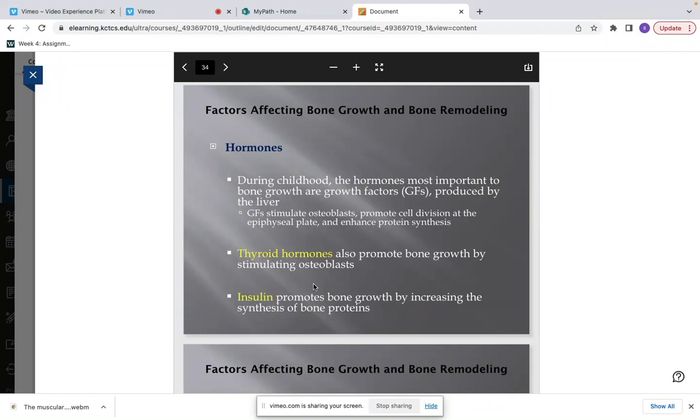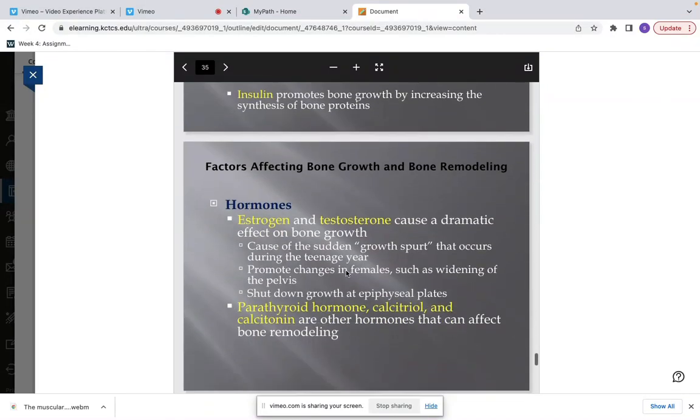Insulin is also needed. Insulin promotes bone growth by increasing the synthesis of bone proteins. Growth factors, if you have a deficiency in human growth hormone, then you develop something called dwarfism, right? So growth factor stimulates osteoblasts, promotes cell division at the epiphyseal plate. These are the ones that are important. I want you to know estrogen, parathyroid hormone, calcitrol, and calcitonin. Okay.